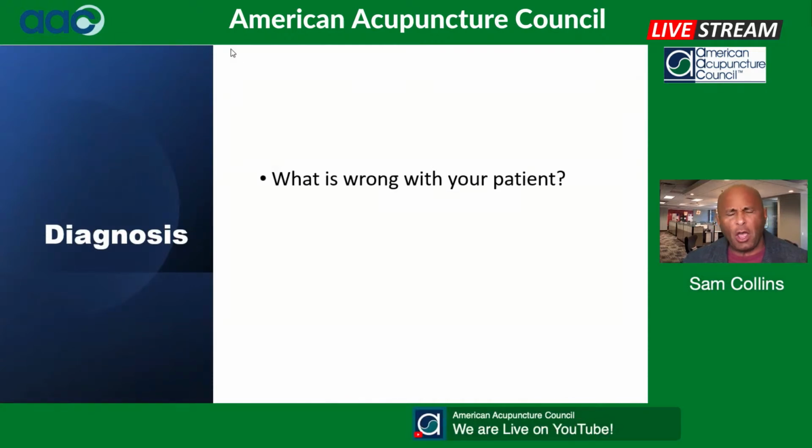Now, some of you might say, well, Sam, I can't diagnose in my state. Well, if that's true, although I will say some of that's not quite so, someone comes in with pain, you can say they have pain. You're not differentiating it, you're just saying pain. But the diagnosis is what's wrong with the patient.